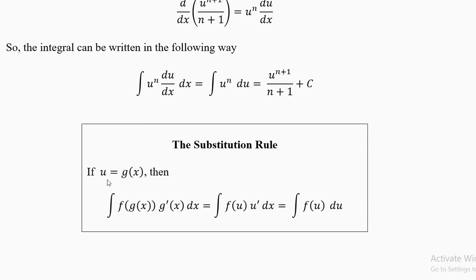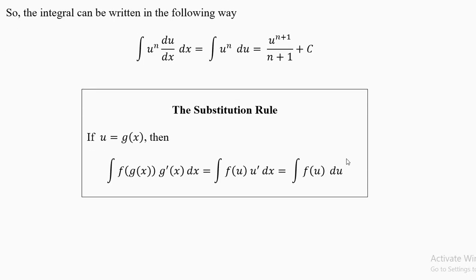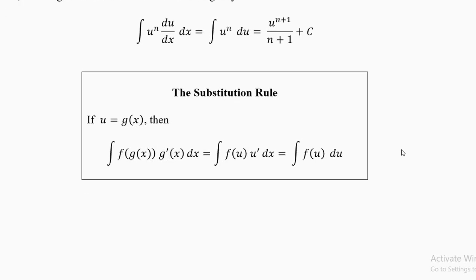So suppose you have u equal to g of x, f of g, then derivative of g dx, that you can write as f of u prime dx, which is equal to f of u du. So this u prime dx will become du. Now you'll always have a function of a function, f of g, and the derivative of g is outside. In this topic, all questions are like that.